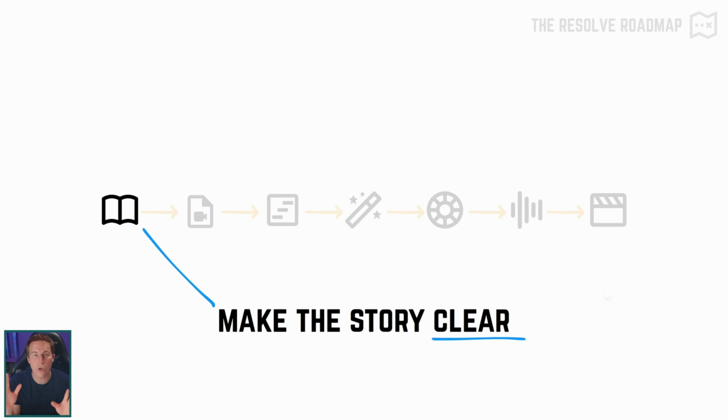But if you're only going to do one thing when it comes to your story, make the story clear. If somebody can't watch your video and then tell you exactly what the video is about, what happened in the narrative story, what your message is if you made a documentary, what happened to you in your vlog, it needs to be clear or you're not communicating.